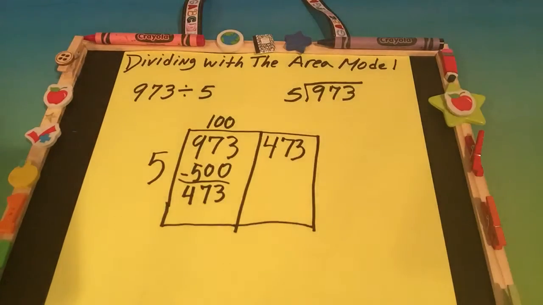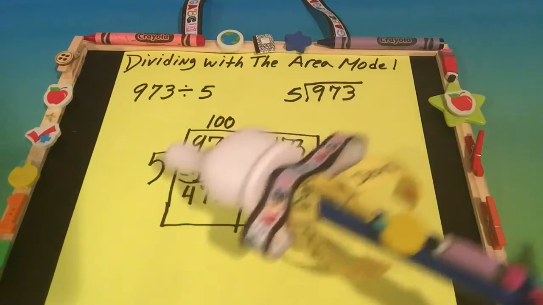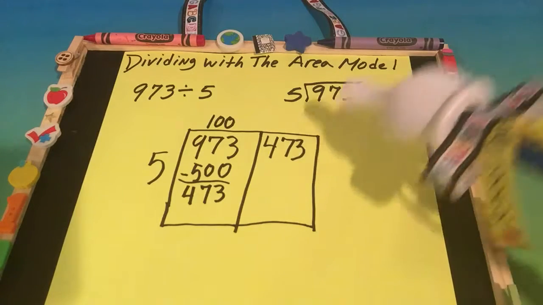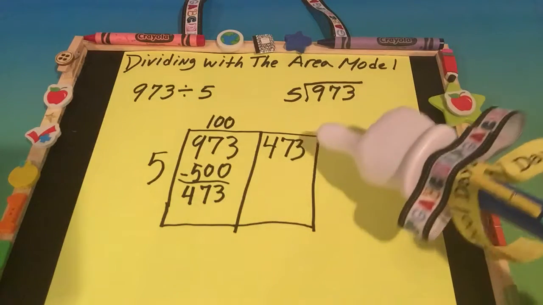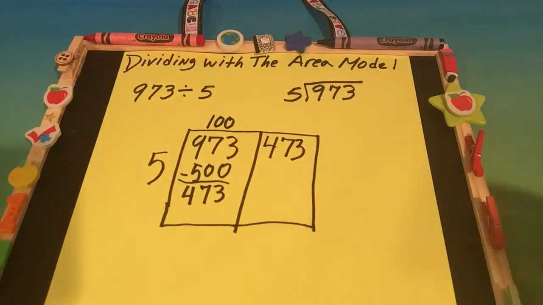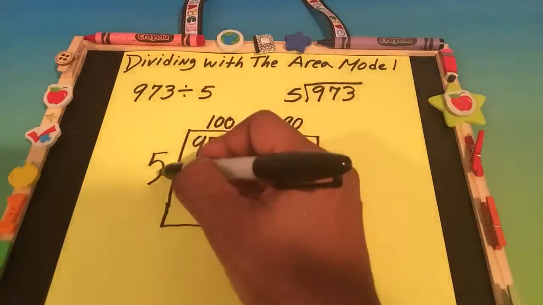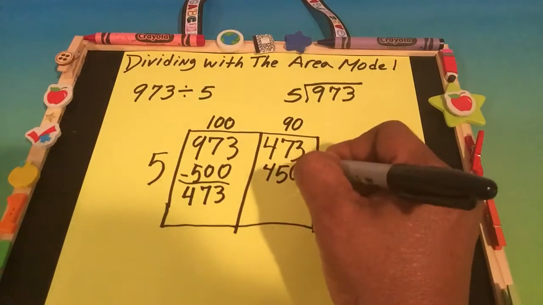And once again, I'll think of my divisor, the number 5, in terms of multiplication. 5 times what number will get me close to 473 without going over? I know 5 times 9 is 45. So 5 times 90 would be 450. And that is very close to 473. So I'll go ahead and use 90. 5 times 90 is 450. Then I'll place that here.